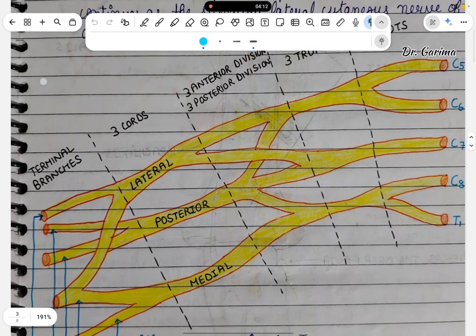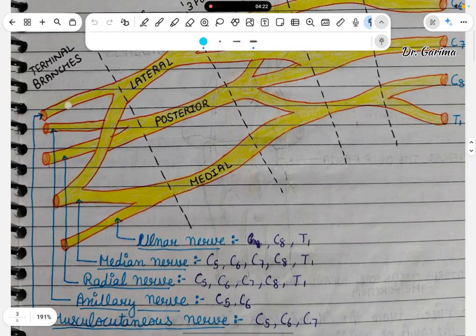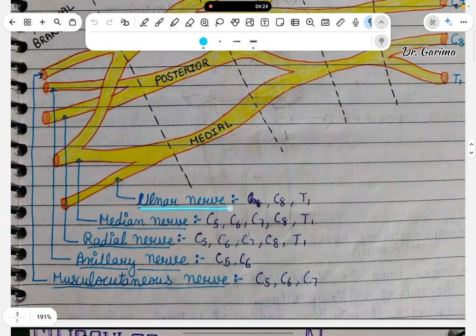This is the diagram of each nerve of the arm, where it arises from and which cords. Ulnar nerve, median nerve, radial nerve, axillary nerve and the musculocutaneous nerve and their roots.